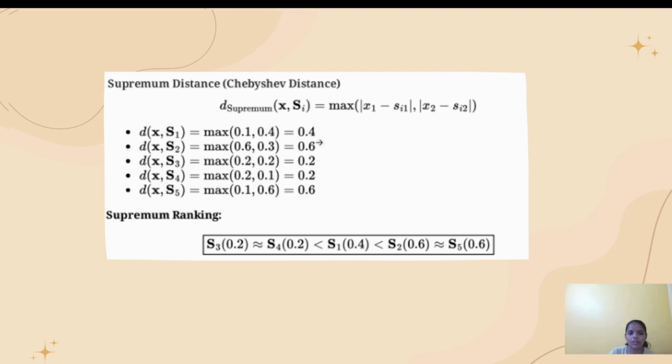Yes. So similarly, we will calculate the distance for other students from the given data set. Now we have to compare the rankings. So the smallest one is S4 and S3. Both of them have the similar distance. So this one is our smallest distance. Then S1, then S2 and S5, both of them have similar distance.